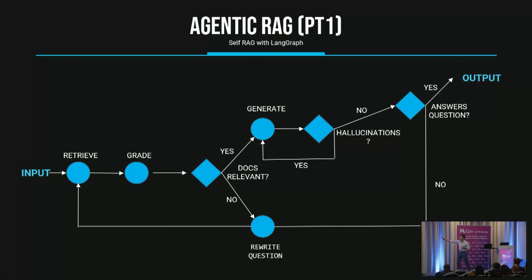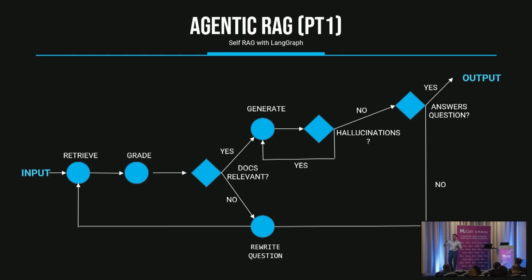So from the input, we go to the retriever, we grade the documents we got from the retrieval step. Then we ask a model if the documents are relevant or not. If those documents are not relevant, we're also asking for some feedback so we can rewrite the question and go again to the vector store, or wherever we want to retrieve, to get new documents. If the documents are relevant, then we generate an answer.